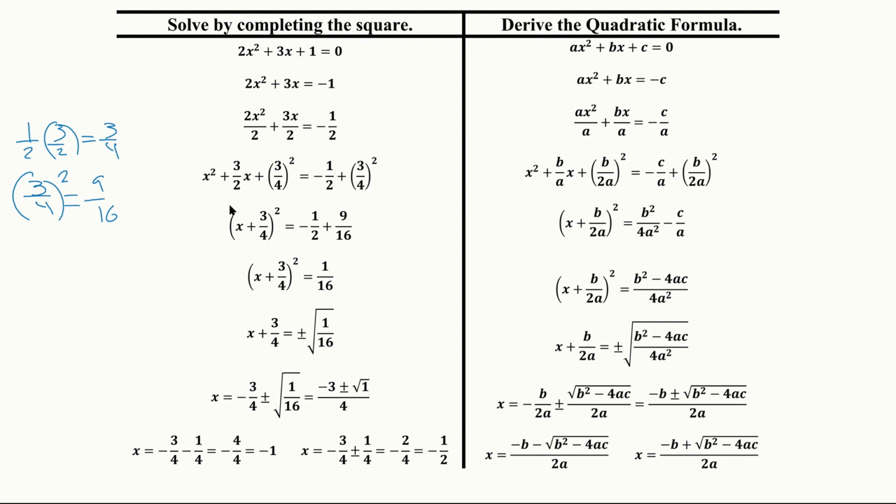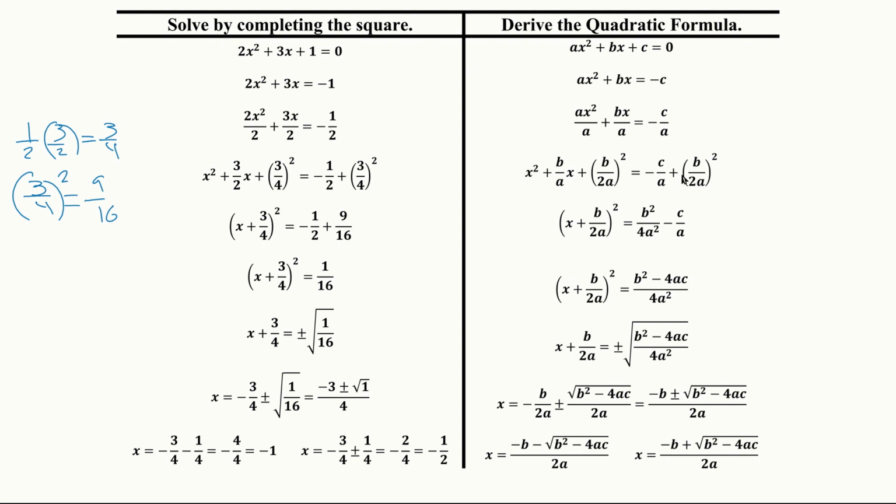Now this turns into the square of a binomial, right? Because this is a perfect square trinomial. It's the perfect square of x plus 3/4. Over here, the exact same thing. It's going to be the perfect square of x plus b over 2a, right? On the left side, and on the right side, we just go ahead and combine like that.